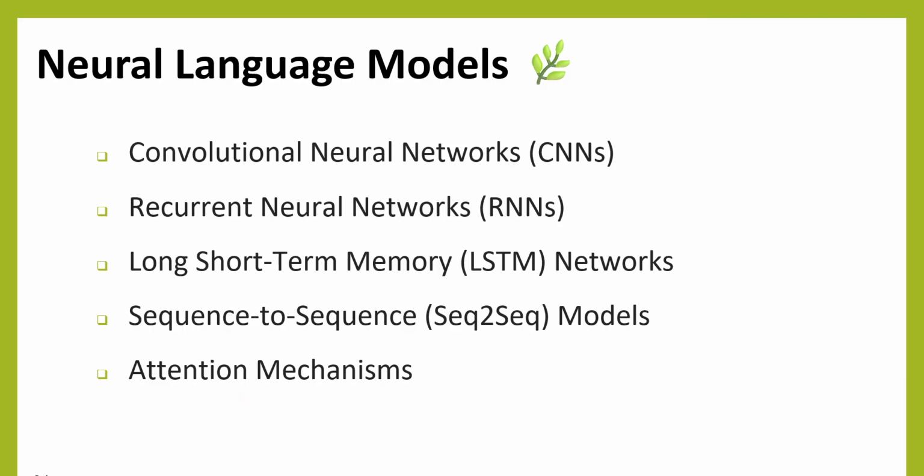Next comes neural language models. They are a type of deep learning model designed specifically for NLP tasks. They can be used for tasks such as language modeling, text generation, and machine translation.